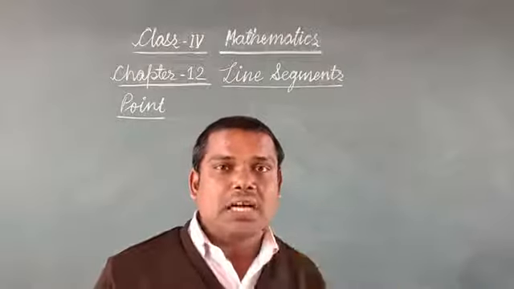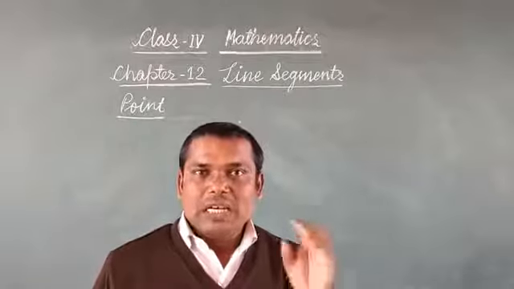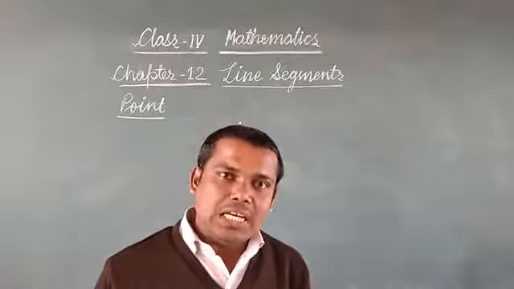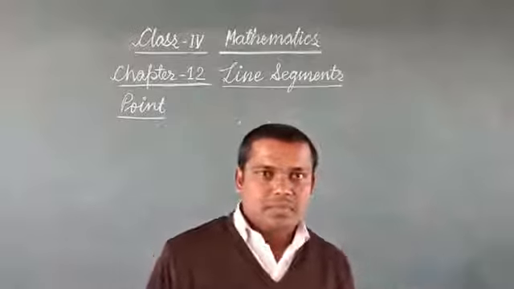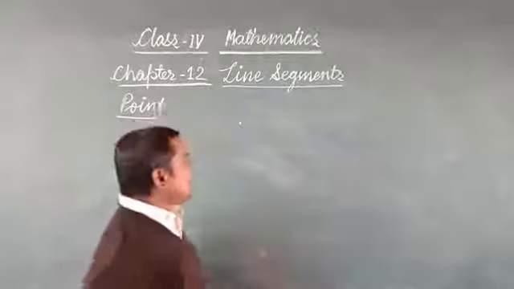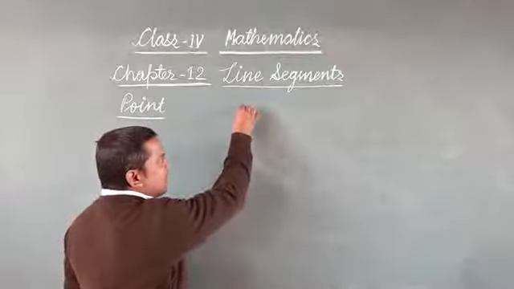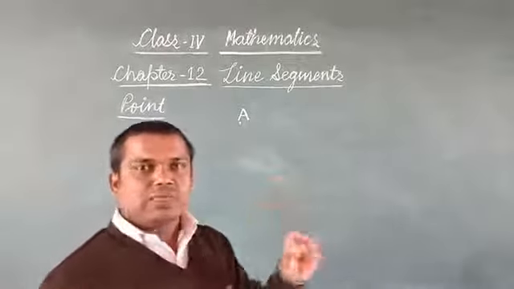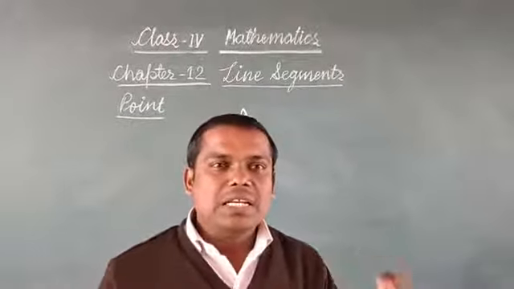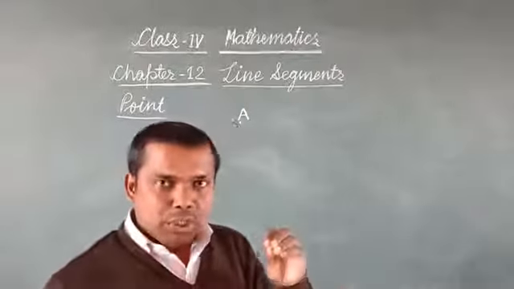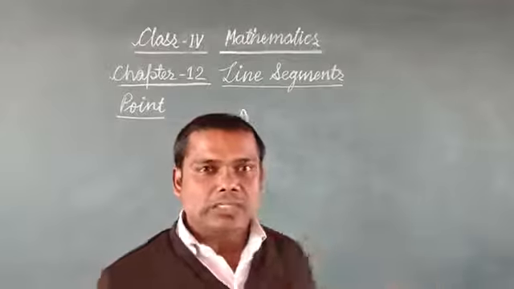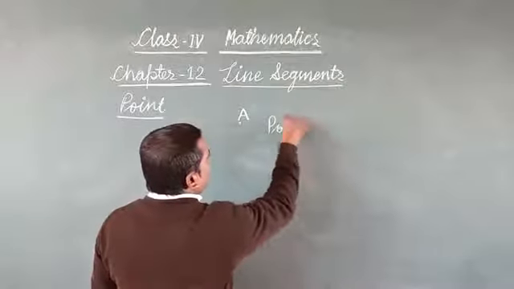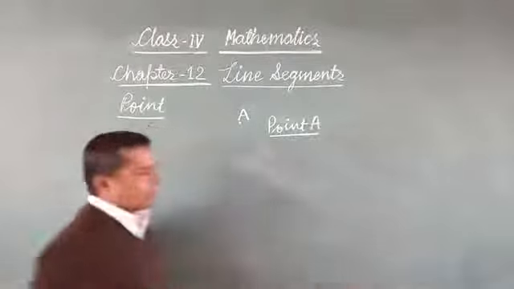Now, how to represent a point? We represent a point with the help of capital letters of English alphabet. Means how to name the point. So, at this dot you are seeing, just alongside this dot, either up, down, bottom, left, right, we write a capital letter of English alphabet to represent the point. And we name it point E. Point E.